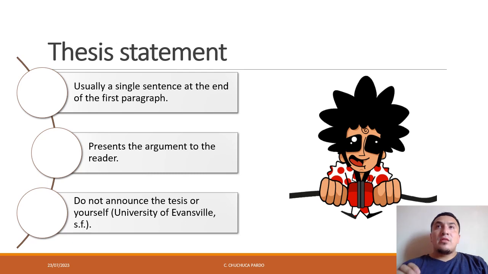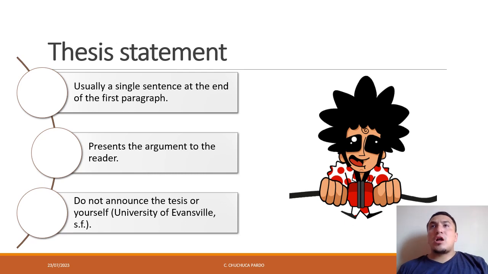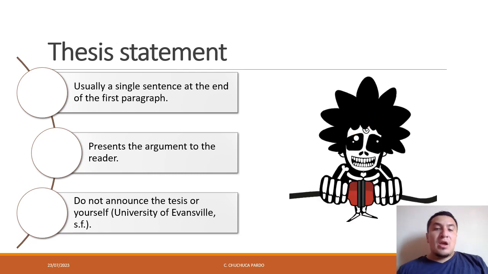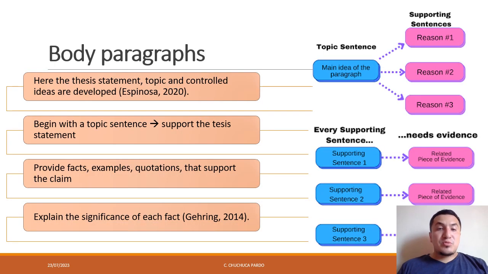Okay. The next part of the essay is the thesis statement. Usually, this thesis statement is a single sentence at the end of the paragraph. It presents the argument to the reader. Okay, what is going to be talked about here? But you should not announce the thesis or yourself. For example, "I'm going to talk about nature." No. "I am Carlos Chuchuca and I'm going to talk about nature." No. You have to be interesting.